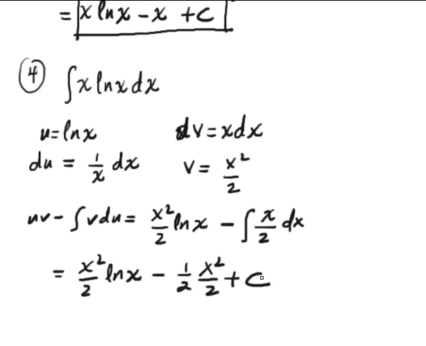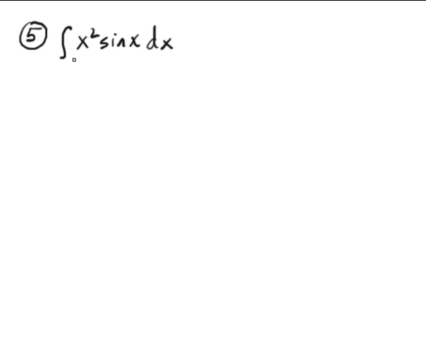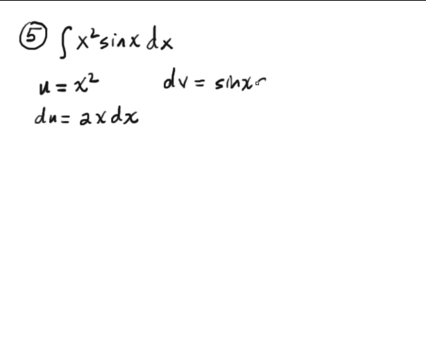Okay, so there's the integral. The integral of x squared sine x dx is a typical integration by parts, where we're going to simplify the integrand by putting u equal to x squared. So du is equal to 2x dx. So that brought it down 1 power. And we'll put dv equal to sine x dx. So v is equal to minus cosine x.